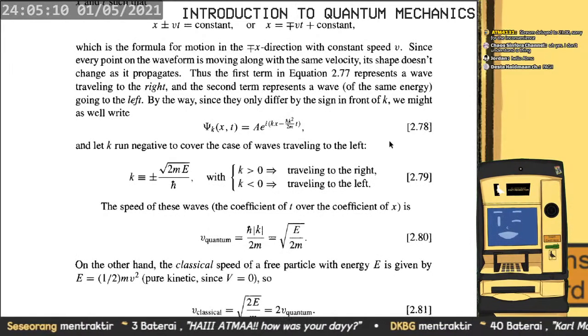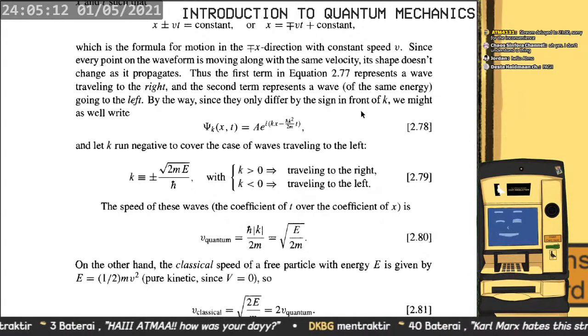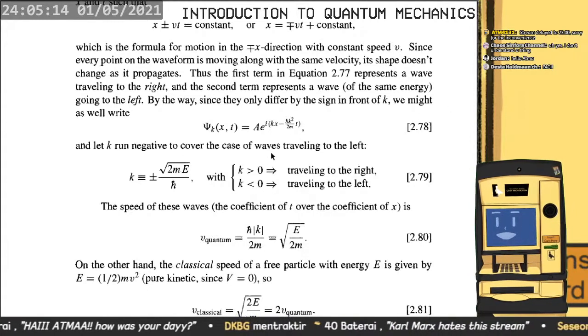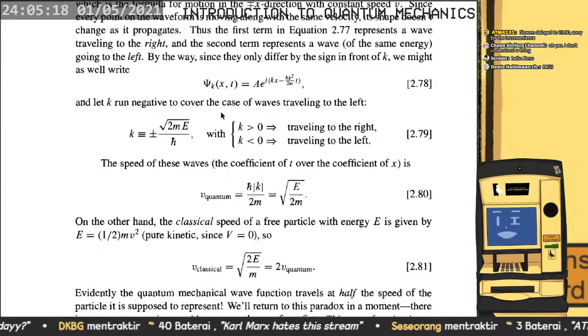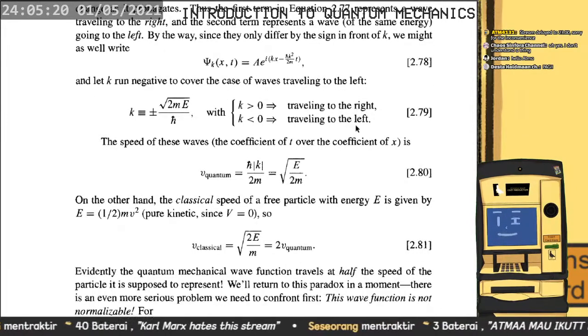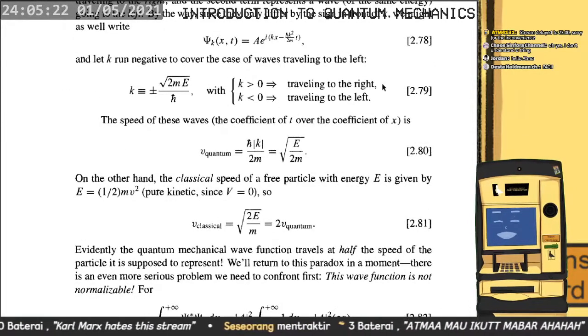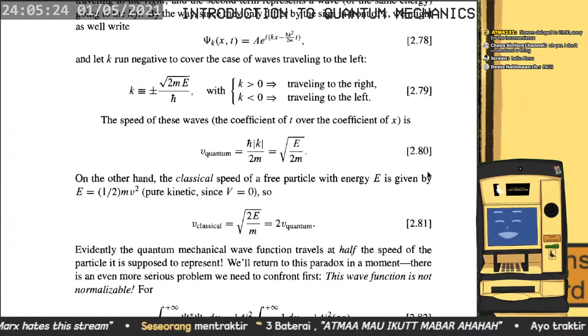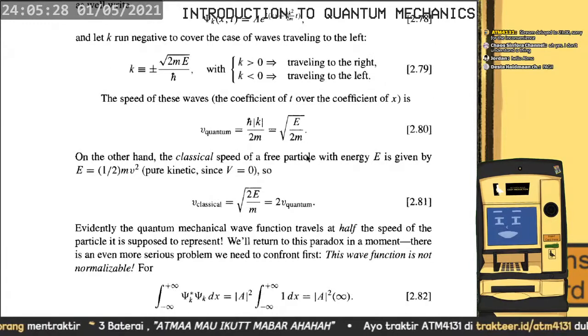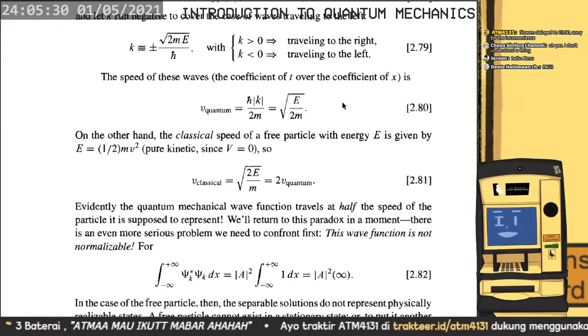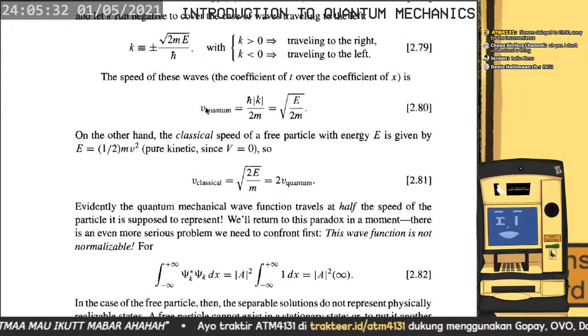By the way, since they only differ by the sign in front of k, we might as well write this and let k run negative to cover the case of waves traveling to the left. So this is the equation. The speed of these waves is the coefficient of t over the coefficient of x, like this.